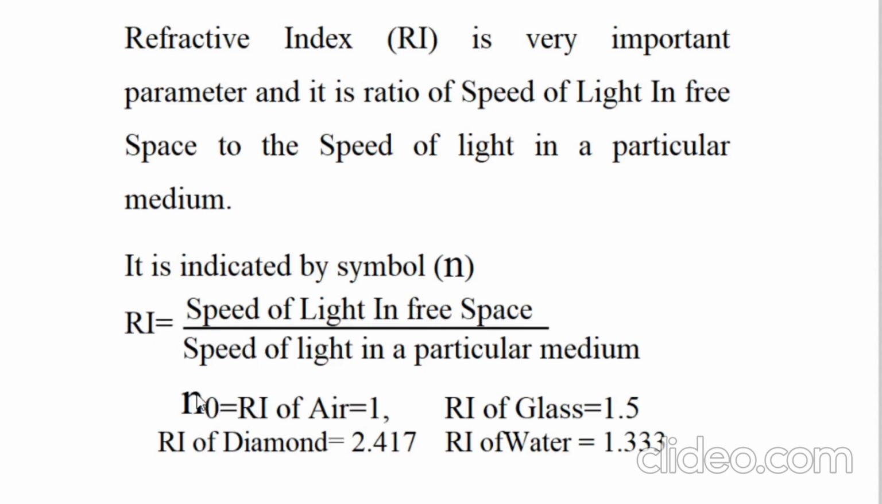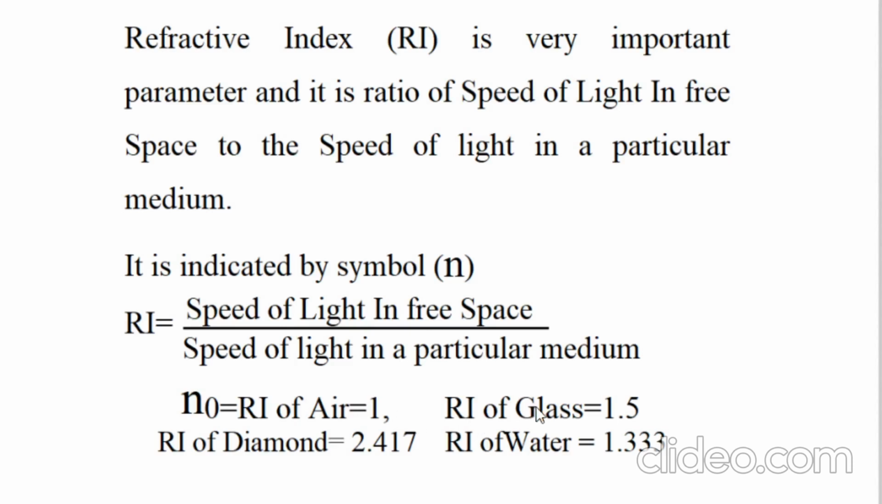Therefore, here you see N0, the refractive index of air. Normally in air, the speed of light is 3 into 10 raised to 8 meter per second. And therefore, this ratio will come out as 1. That is why N0, the refractive index of air, is 1, because the speed of light in free space, that is air, divided by the speed of light in a particular medium, and we are calculating the refractive index of air, so the particular medium is air. Therefore, this ratio will come 1.